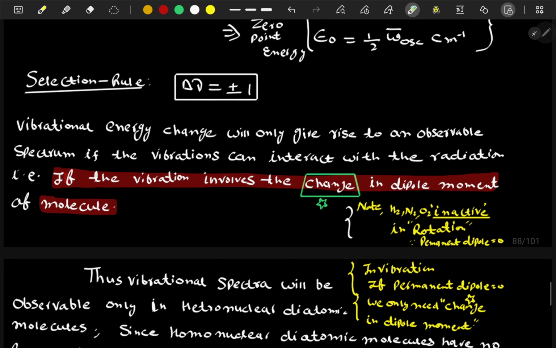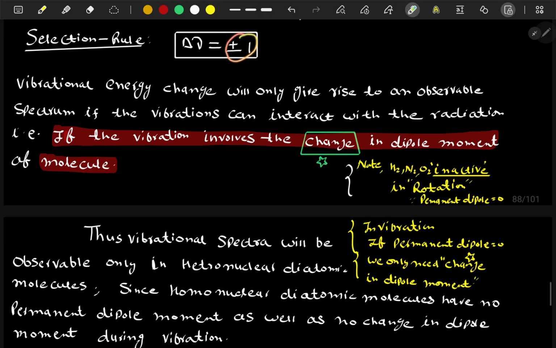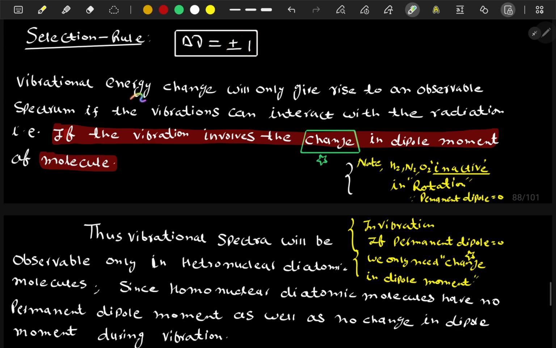Now what will be the selection rules for vibrational transition? Delta nu equal to plus minus 1, which means the change in vibrational quantum number should be plus or minus 1, for absorption and emission respectively. Vibrational energy change will only give rise to an observable spectrum if the vibrations can interact with the radiation. Okay, we know this. If the vibration involves a change, remember this, a change in the dipole moment of the molecule.